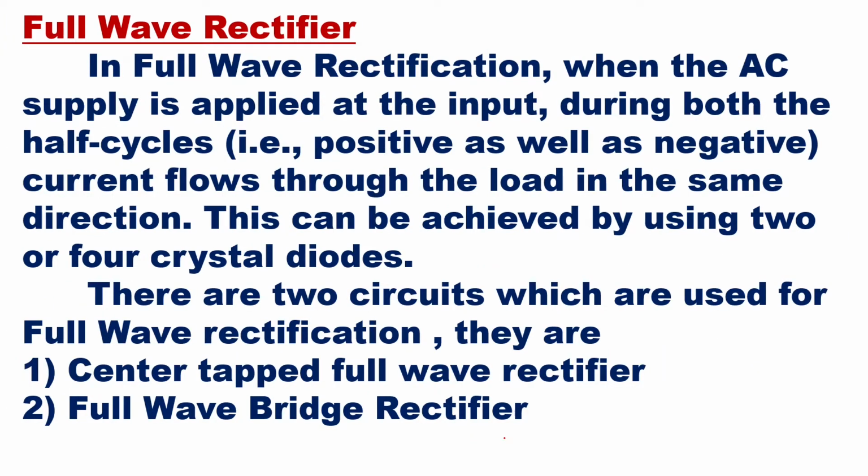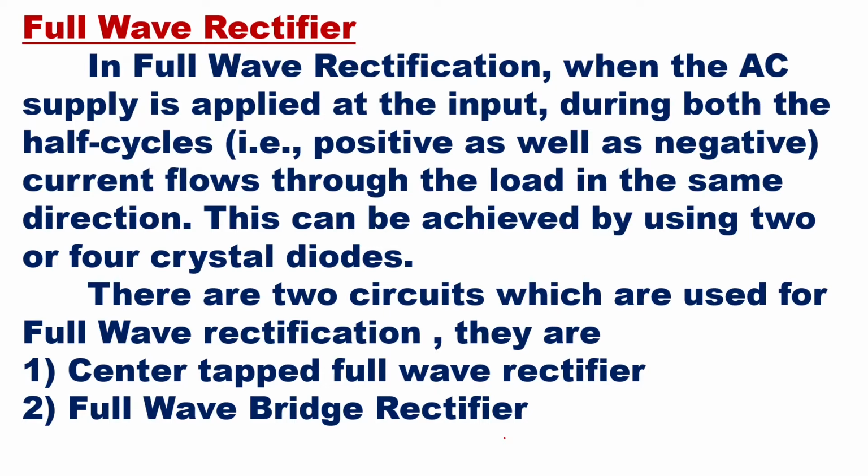Okay. Then what is a full-wave rectifier? In full-wave rectification, when the AC supply is applied at the input, during both the half cycles, positive as well as negative, current flows through the load in the same direction. This can be achieved by using 2 or 4 crystal diodes. If you're using 2 diodes, you get a center-tapped full-wave rectifier. If you're using 4 diodes, you have a full-wave bridge rectifier. So there are 2 circuits used for full-wave rectification: the center-tapped full-wave rectifier and the full-wave bridge rectifier.